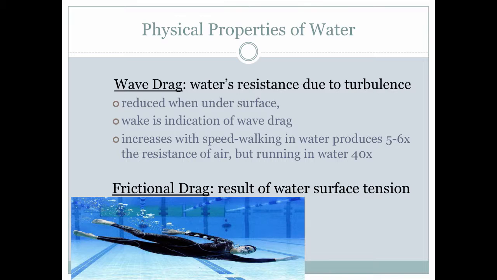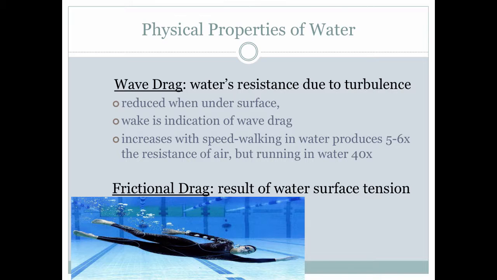So we have wave drag whenever we're walking through the water. If we're walking at a slow speed, we may only have 5 to 6 times that of the resistance of air. So we have a lot more friction between us and water. But whenever we run in water, now all of a sudden it has a greater resistance, up to 40 times that of air.